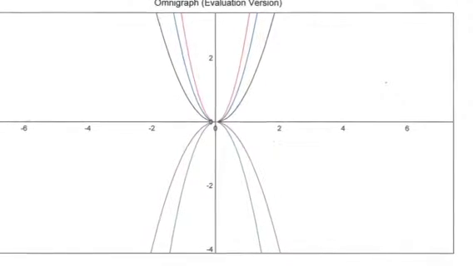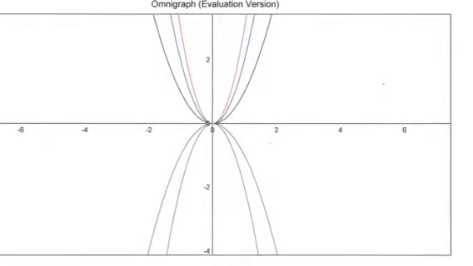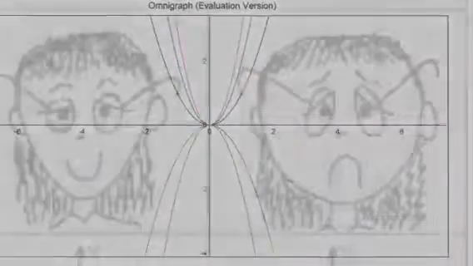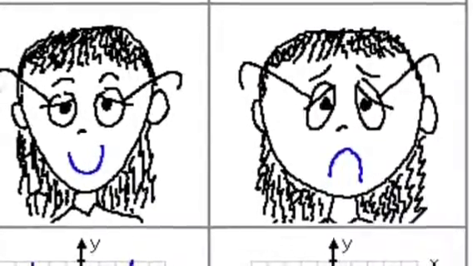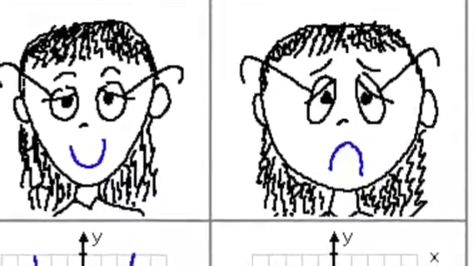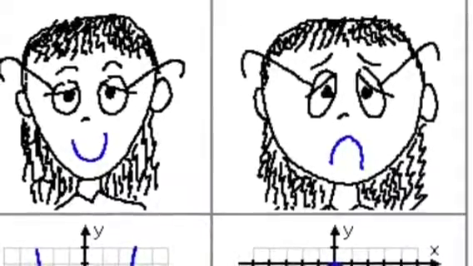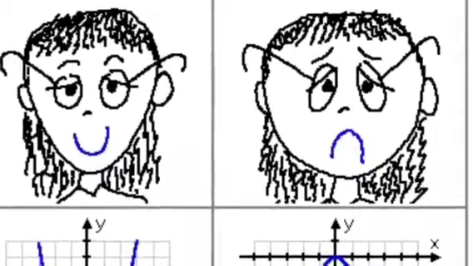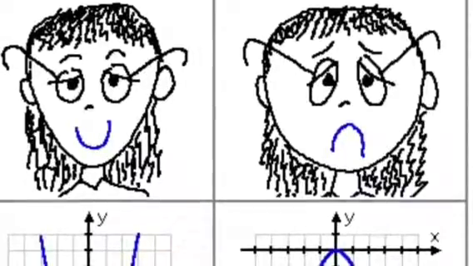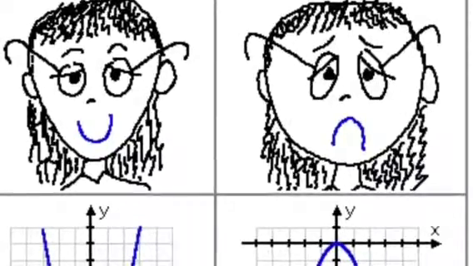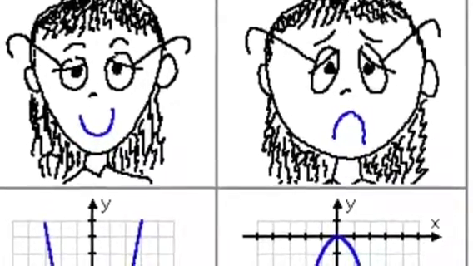y equals minus x squared and y equals minus 2x squared. A tip to know if the parabola has a negative or positive equation is this. Imagine the parabola is the mouth of a face. If it is a smiley face, it is positive, and if it's a sad face, it's negative. You may have noticed that each time the coefficient increases, the less open the parabola is.